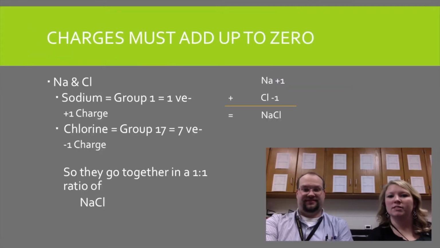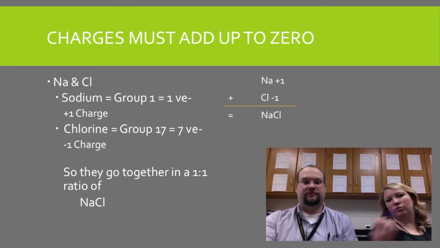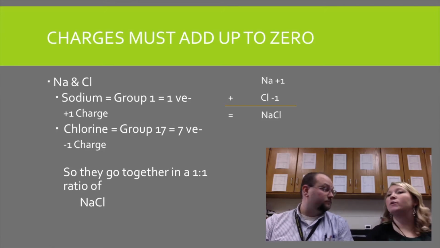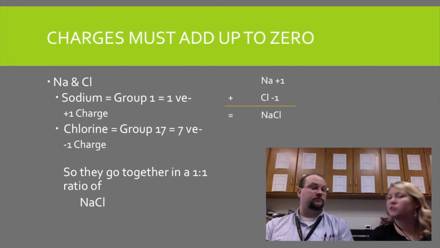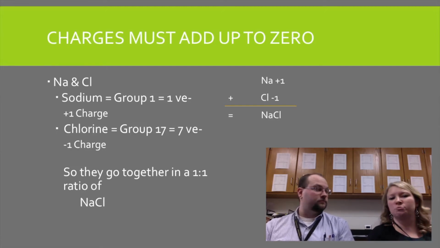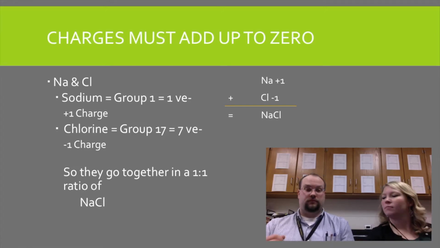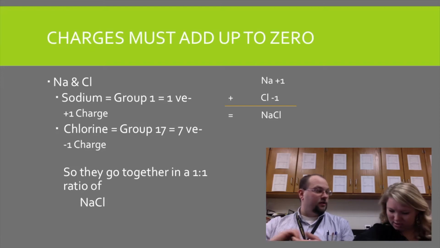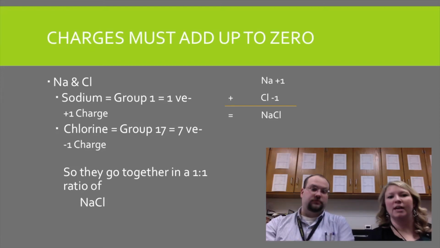When we do this transferring of electrons, we always need to make sure that our total charge adds up to 0. So it can't have a positive or a negative. The first one we're going to look at here is sodium and chlorine. They are going to bond, transferring electrons.